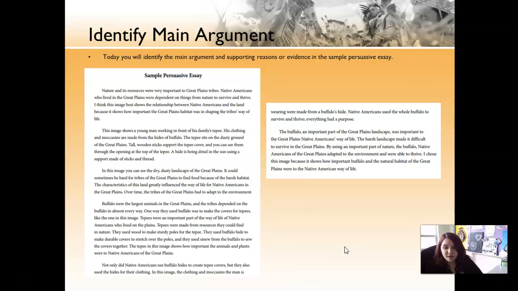Teepees were made from the resources they could find in nature. They used wood to make sturdy poles for the teepee. They used buffalo hide to make durable covers to stretch over the poles, and they used sinew from the buffalo to sew the covers together. The teepee in this image shows how important the animal and plant were to the Native Americans of the Great Plains. Not only did Native Americans use buffalo hides to create teepee covers, but they also used the hides for their clothing. In this image, the clothing and moccasins the man was wearing were made from the buffalo hide. Native Americans used the whole buffalo to survive and thrive. Everything had a purpose. The buffalo, an important part of the Great Plains landscape, was important to the Great Plains Native Americans' way of life.